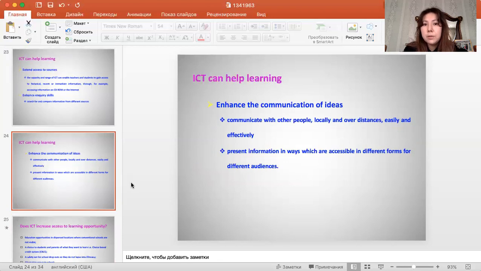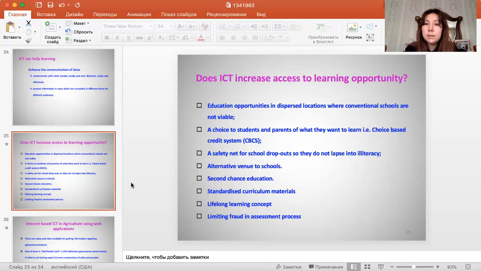ICT can help learning enhance the communication of ideas, communicate with other people locally or at a distance easily and effectively. Present information in ways which are accessible in different forms for different audiences. Thus, ICT increases access to learning opportunities.